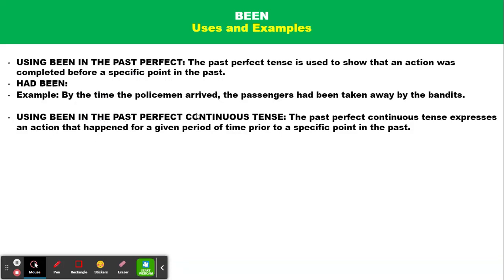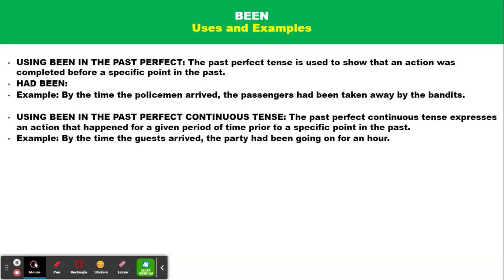Then using been in the past perfect continuous tense. The past perfect continuous tense expresses an action that happened for a given period of time prior to a specific point in the past. For example, by the time the guests arrived, the party had been going on for an hour. The party had been in progress for an hour before the guests arrived.